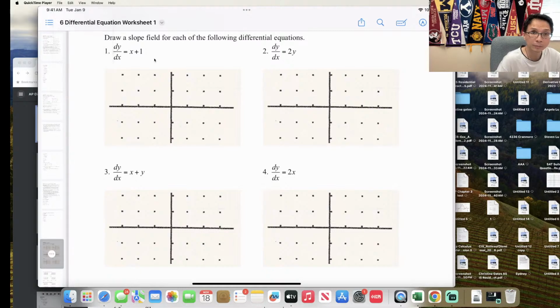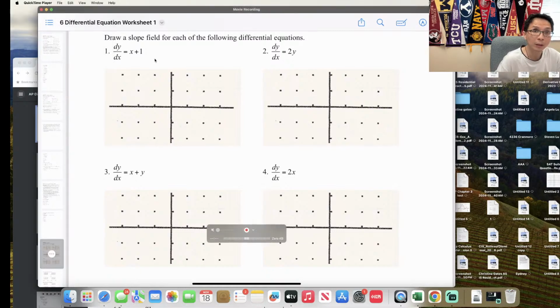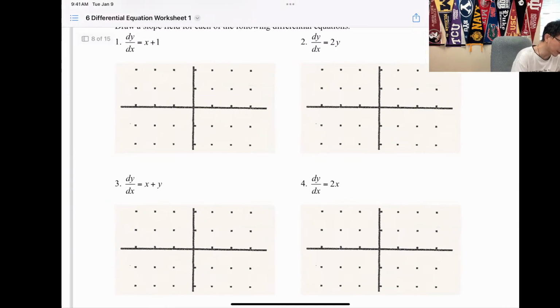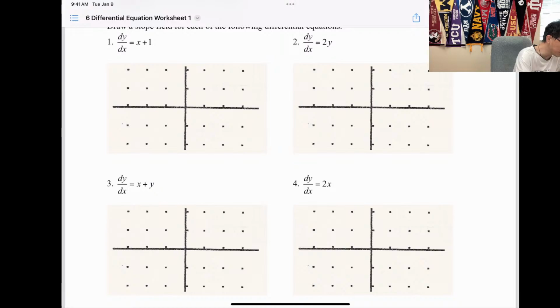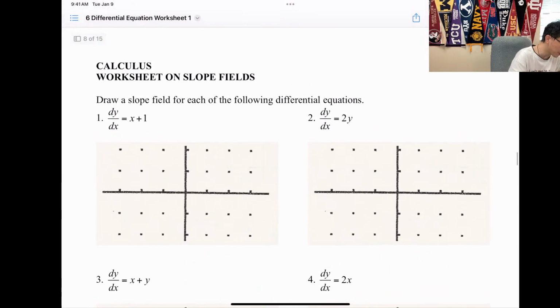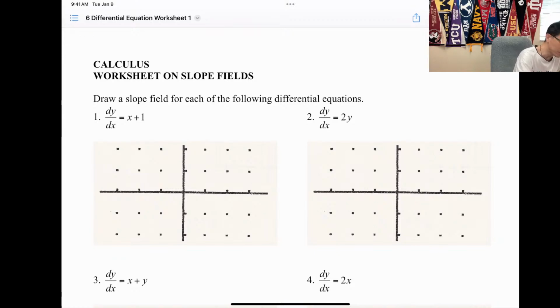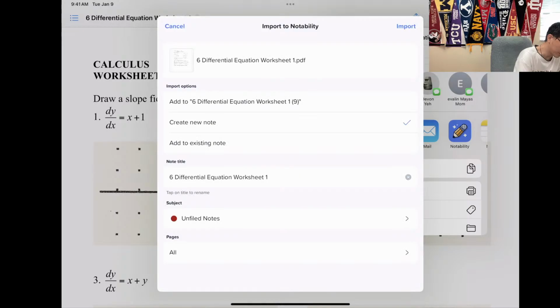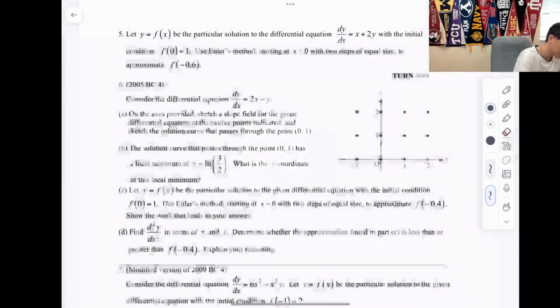Okay, so in order to draw a slope field, you basically just need to figure out what dy dx is equal to. They already give you a dy dx. So for example, the first one, I'm going to put it on Notability. That's easier.